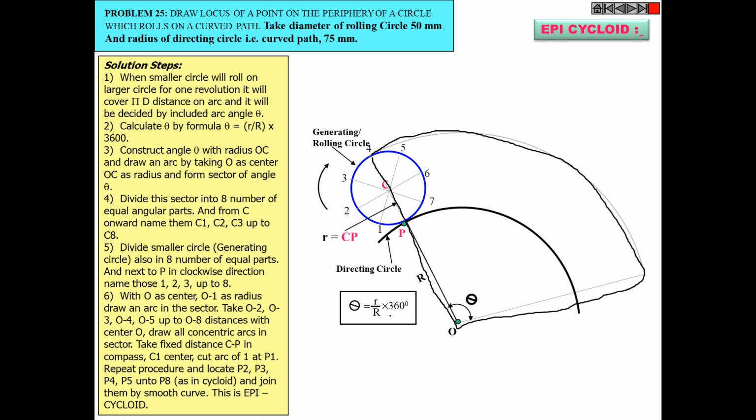Okay, fine. Now 120 by 8 is how much? We can also do it by drawing parallel lines on the sector. That I am coming to. Just tell me what is 120 by 8. What is the value you are getting? 15 degrees. Very good. 15. Okay, 15 degrees.